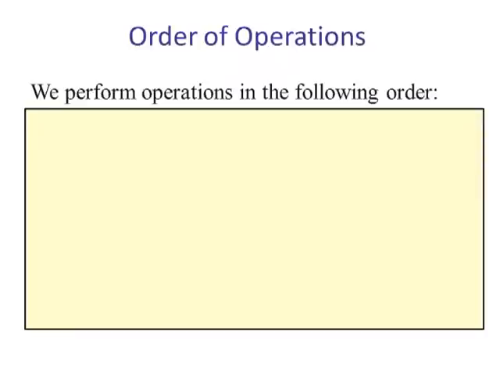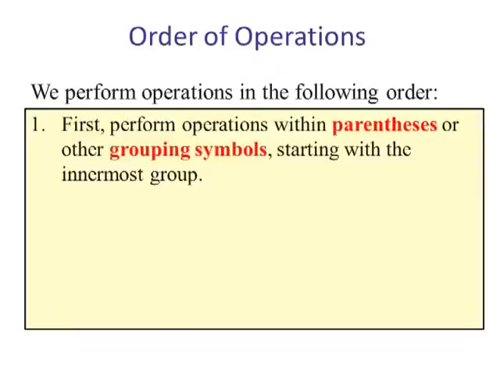So here's the order of operations. First, you do anything in parentheses or grouping symbols. Now the grouping symbols can be parentheses, they can be brackets, they can even be fraction lines or square root symbols. And you always start with the innermost group.